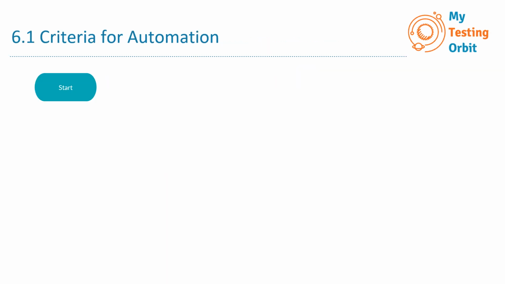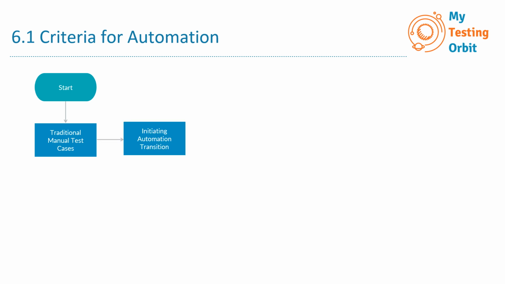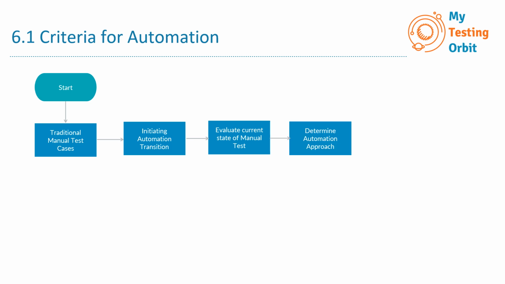Let's start with our discussion on criteria for automation. Traditionally, organizations rely on manual test cases to ensure that their software works as intended. But as the technology evolves, so do our testing methods. When we decide to take the leap into an automated testing environment, the first step is to evaluate our existing manual tests. Based on that, we will determine our automation approach. We have got to take a good hard look at where we stand. Are our manual tests still doing the job, or do they need an upgrade?